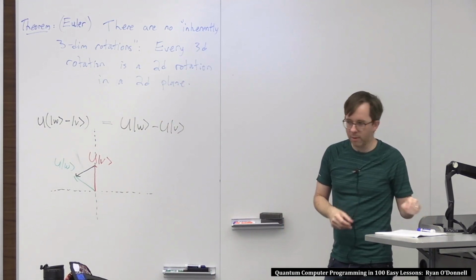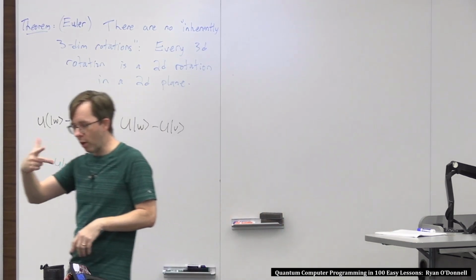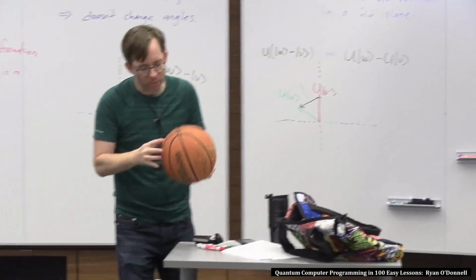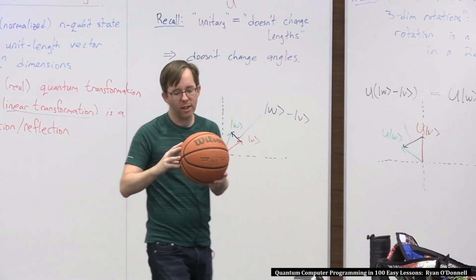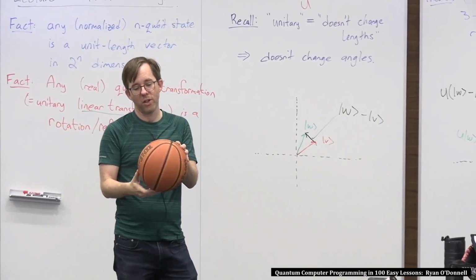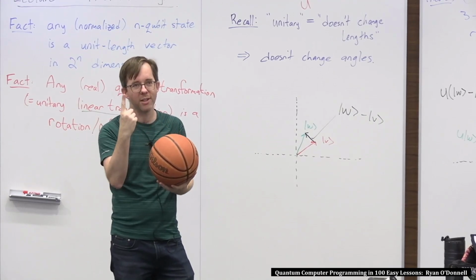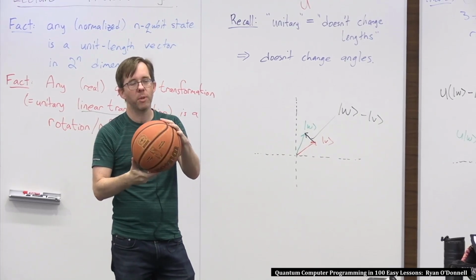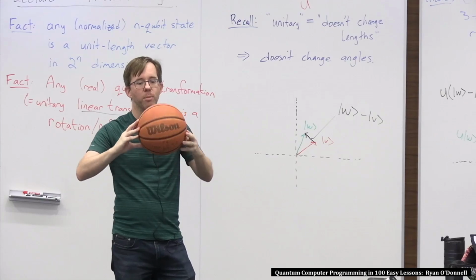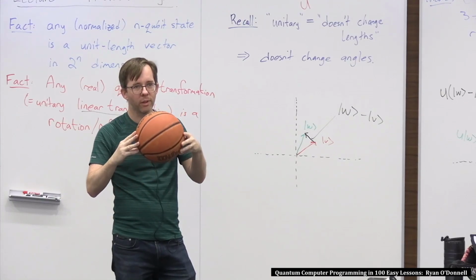And what does this mean? The only thing we really know about unitary transformations in 3 dimensions is that they don't change the length of vectors, right? So if you imagine the origin is at the center of this basketball and all the points on the basketball are at distance 1 from the origin, if you do a unitary transformation, the ball has to go on top of itself.